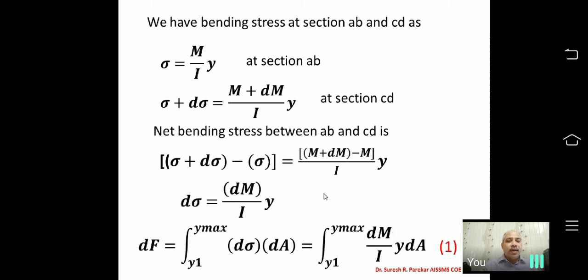Now if we solve this, then I will get dF is equal to dM upon I into A y bar. Now why A y bar? Try to understand this. dM by I is not related with your dA, so we have taken it outside, which is constant with respect to y. Now y into dA is my first moment of area. Second moment of area is moment of inertia. And first moment of area we are going to use to find out the centroid. So y dA gives me the value of A y bar. So we have dF equal to dM upon I into A y bar.